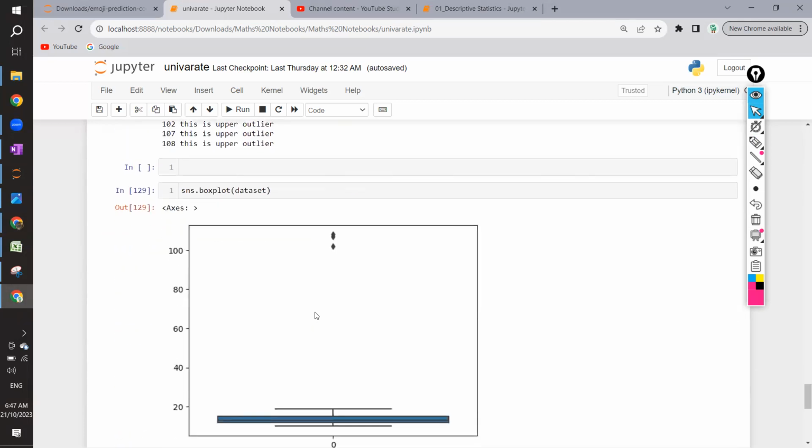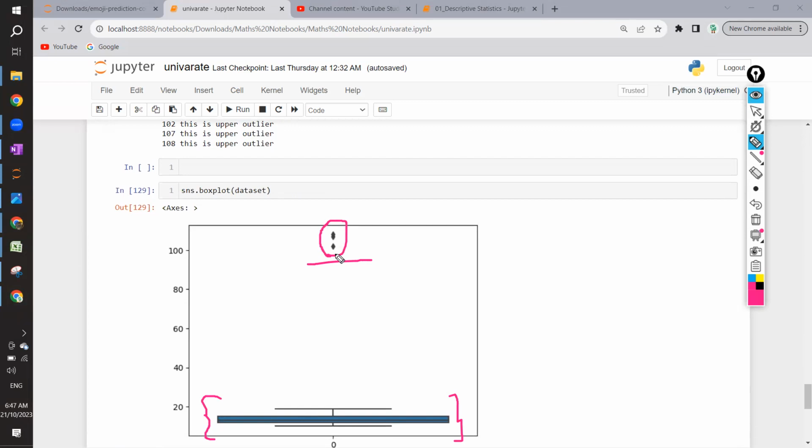That is the reason it will plot each and every data from the given data set, but the way it is plotting will be different. All the data which it has not considered as outliers will be plotted as a box plot, and the values which it has considered as outliers will be plotted as these bubbles, dots.